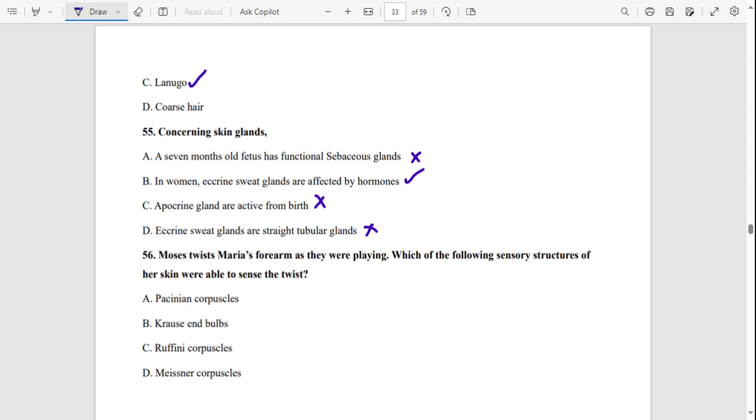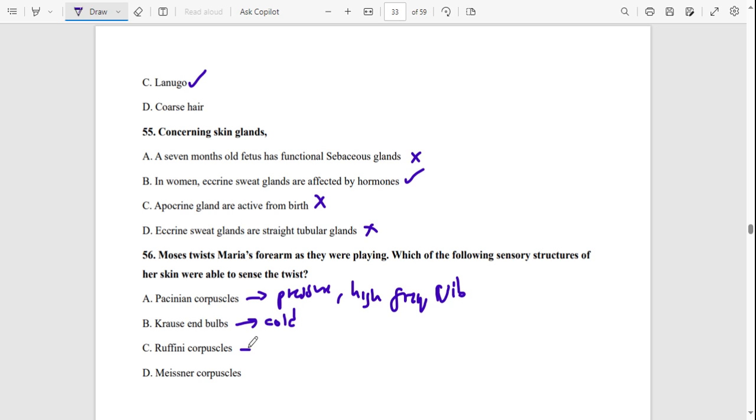Pacinian corpuscle, Krause's end bulbs, Ruffini corpuscle, Meissner's corpuscle. Now, if you look at these corpuscles, the Pacinian is involved in the sensation of pressure and high frequency vibrations. And then the Krause's corpuscle, these ones are involved in feeling cold. They have got thermoreceptors for cold.